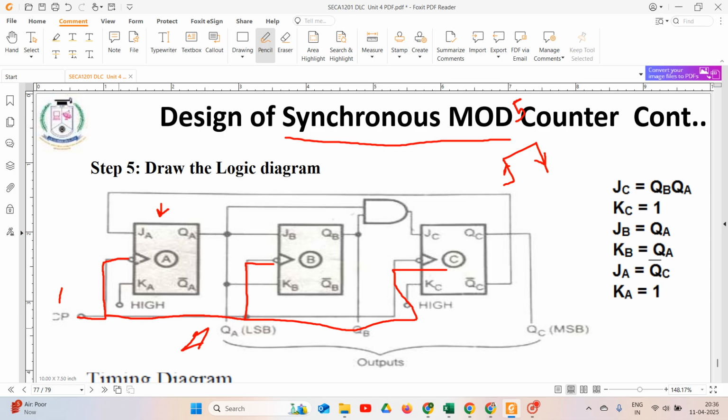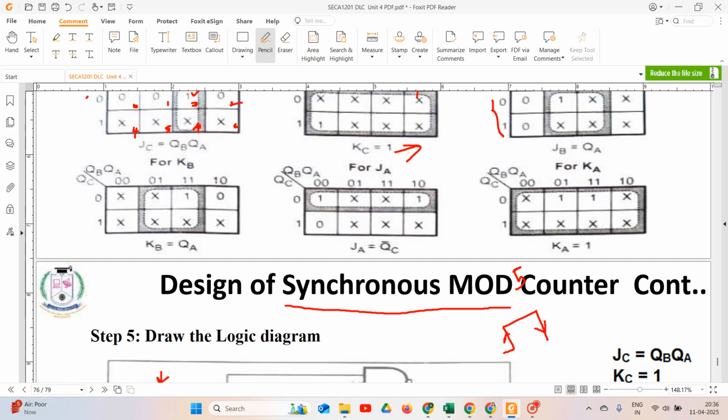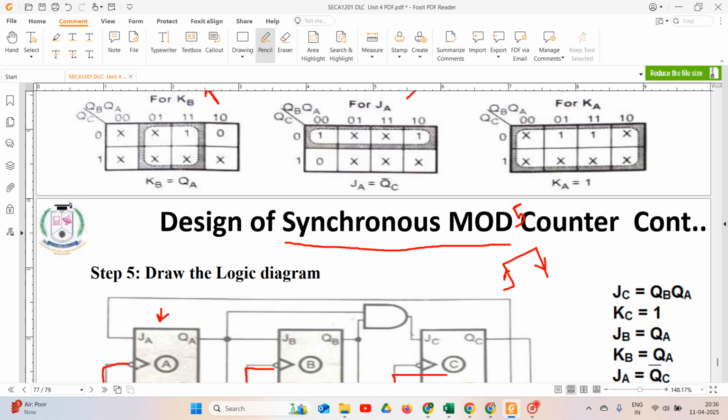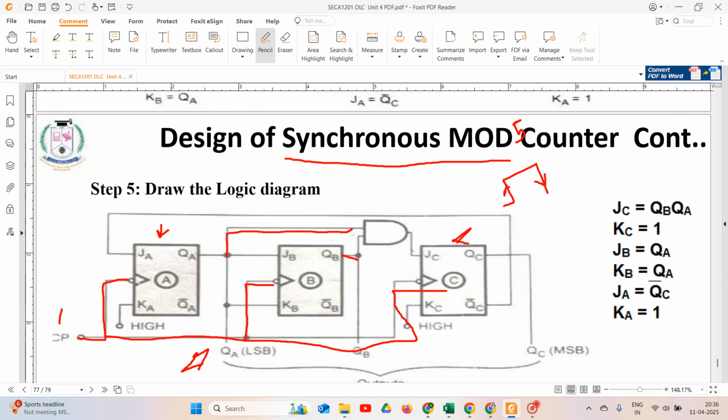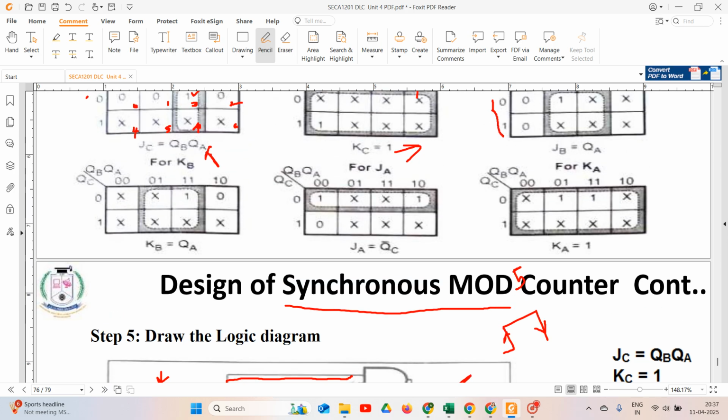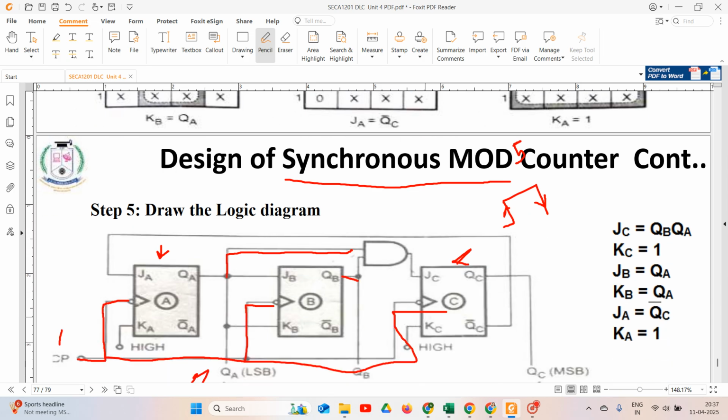And here the connection is somewhat different when compared to the asynchronous counter. So see here, for JC we have to connect QB, QA. This is my AND gate, with the output of QB and the output of QA, right? After that, for KC, it is 1. See here, the KC we have connected to high. So 1 means high, right?